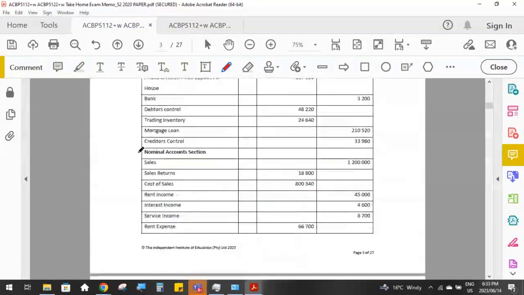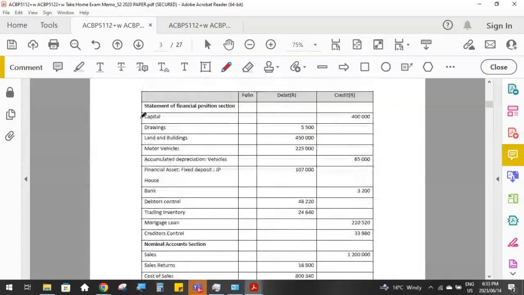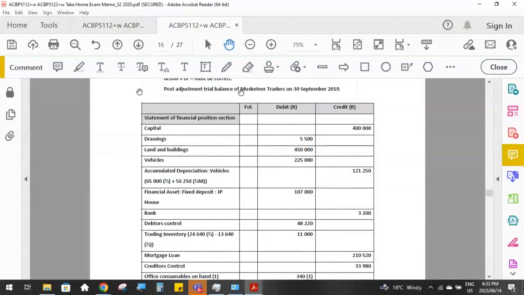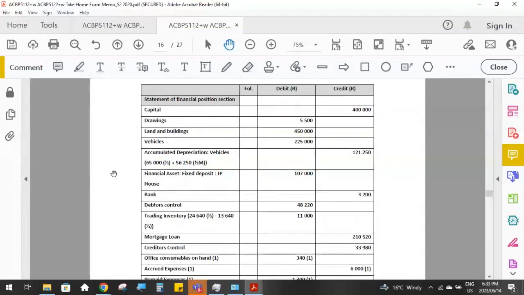So let's just go and have a look at what that post-adjustment trial balance is going to look like, just so that you know what you're aiming towards. Most importantly, what I wanted to show you here are the calculations that you've got to do in order to calculate what these final amounts are in the post-adjustment trial balance. How are you going to show those calculations? You can see how they've done it here in the memo: in any one of these accounts that involves an adjustment, they have included the calculation. They've written the name of the account, and underneath that they've done the calculation.